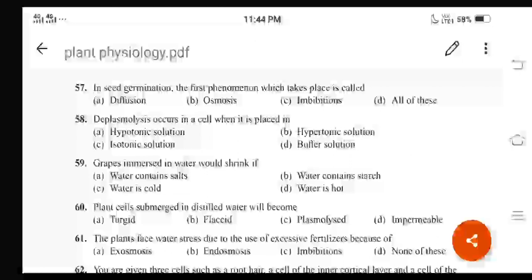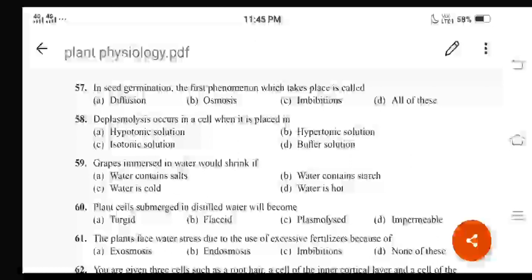And let us go for question number 60. Plant cells submerged in distilled water will become turgid, flaccid, plasmolysed, or impermeable. For question number 60, option A is the correct answer. It is turgid. Plant cells submerged in distilled water will become turgid, because it will be pure water only. The cells will absorb all the water and finally become turgid or water filled, right? So option A is the correct answer.